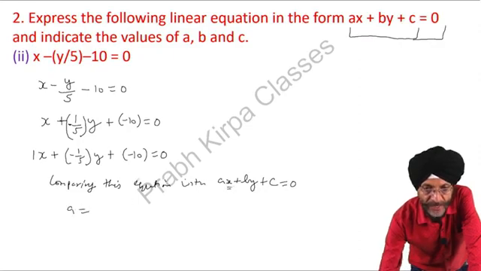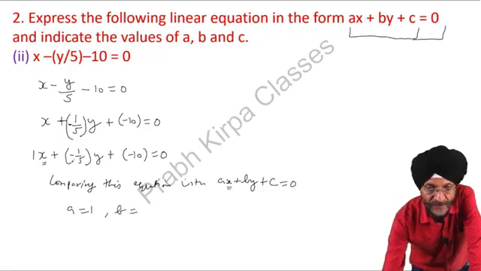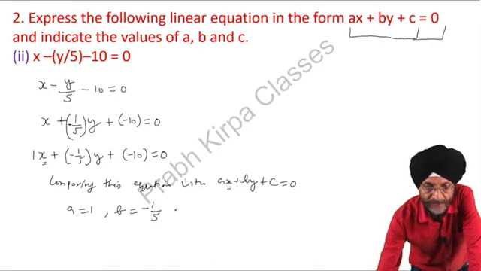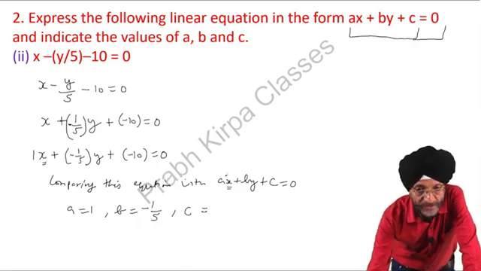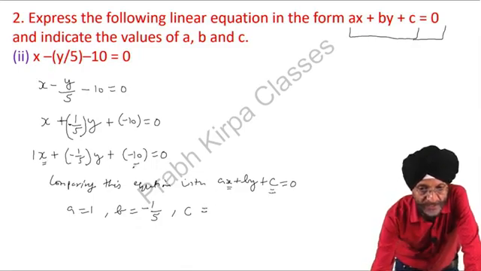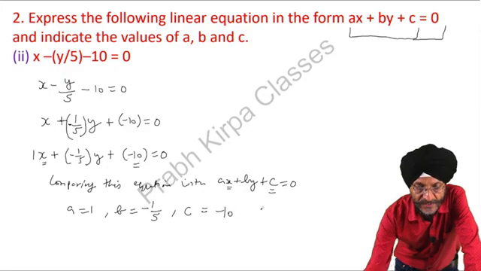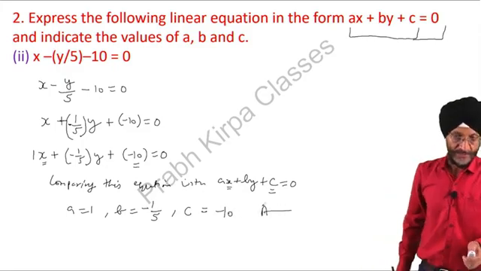What is a? x is given. What is a? A is 1. What is b? y is this. What is b? B is minus 1 over 5. And what is c? You will find that this is c, here it is c. C is minus 10. This is the answer before you.